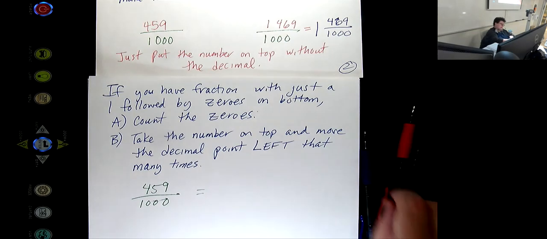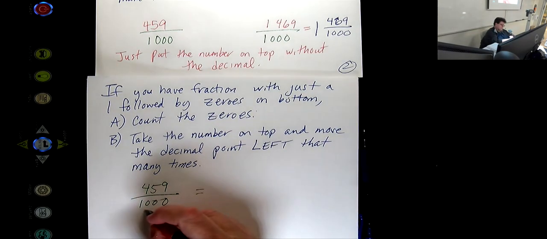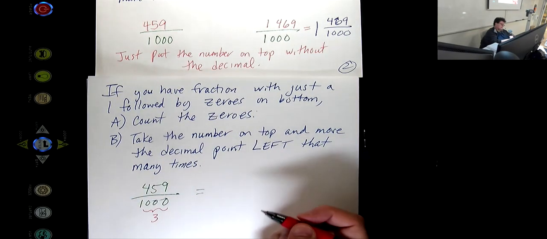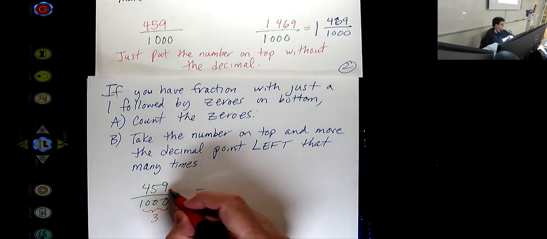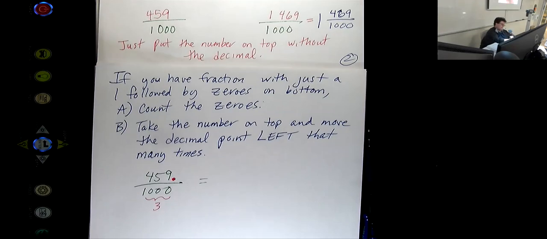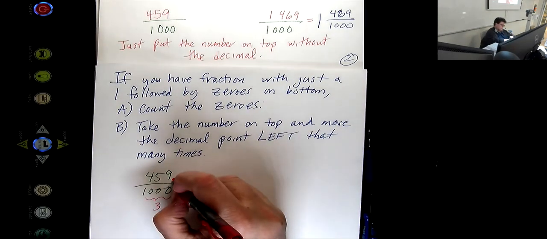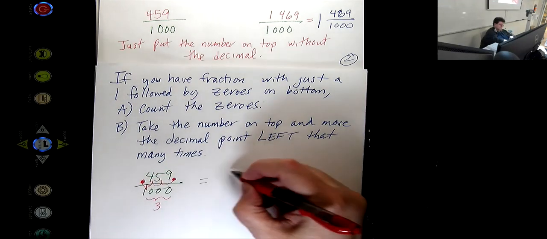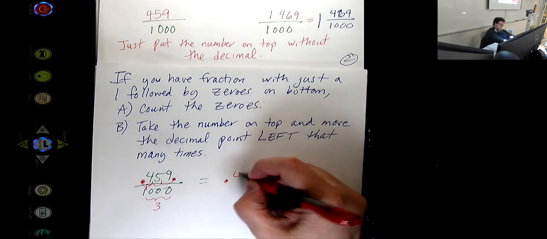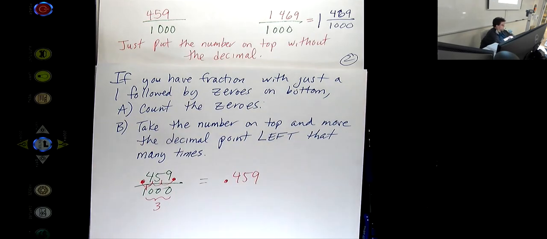So I have 3 zeros here. And it's like the decimal point is right here since I don't see it. I'll put it right there. And I'm going to move the decimal point left 1 time, 2 times, 3 times. It's going to go there. So this will turn into 0.459. And then I don't need the bottom.